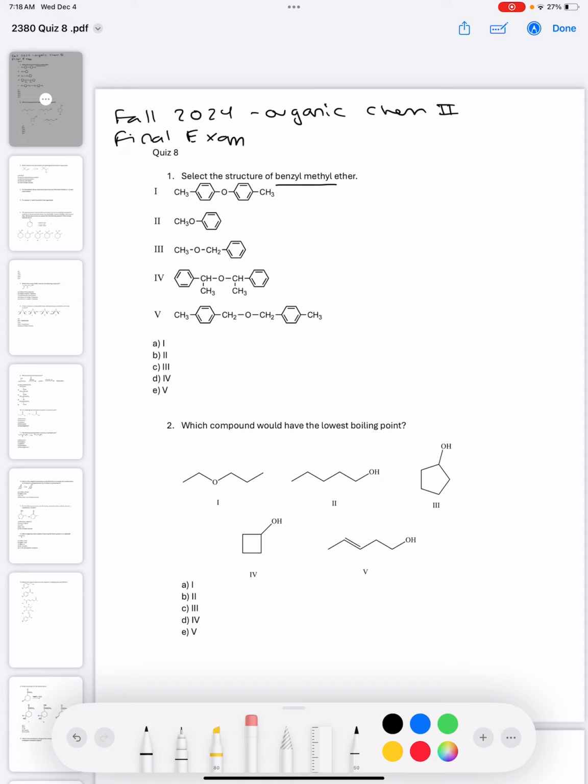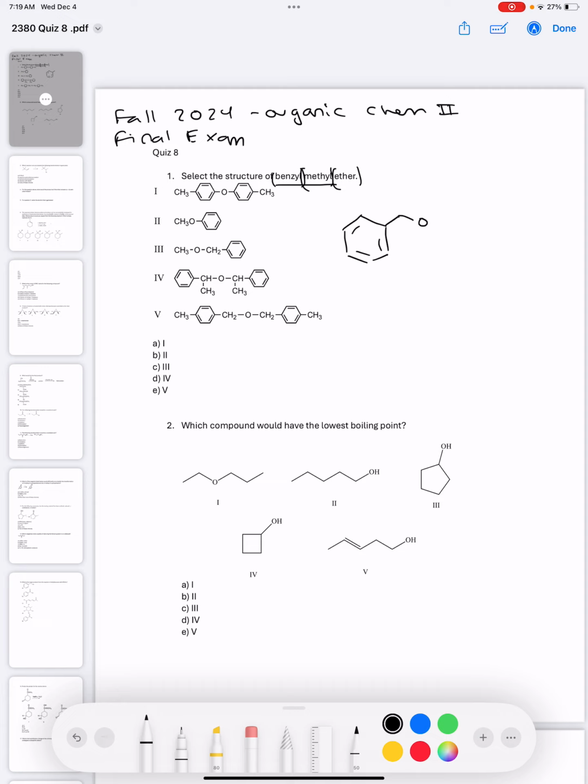So benzyl, if you remember, I like to say benzyl has a bend in it. So it's a benzene ring, but with a CH2. So this whole structure is benzyl. And when you have an ether, it'll say what's on one side and then the other, and then the ether is what connects them. So the oxygen is what connects them.